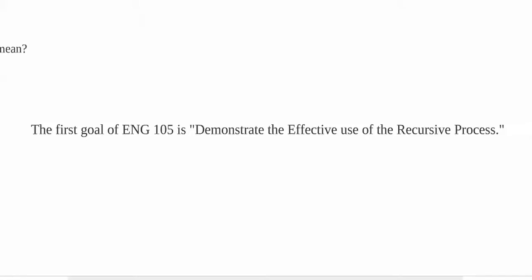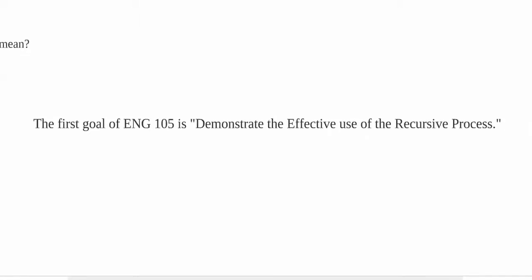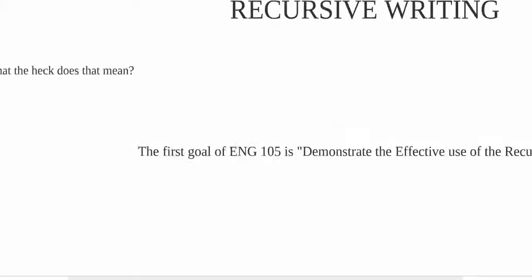So what is recursive writing? It's one of the first goals for Composition 105. The goal is to demonstrate effective use of writing as a recursive process. What does that mean? It sounds incredibly confusing. So we'll break it down into parts.